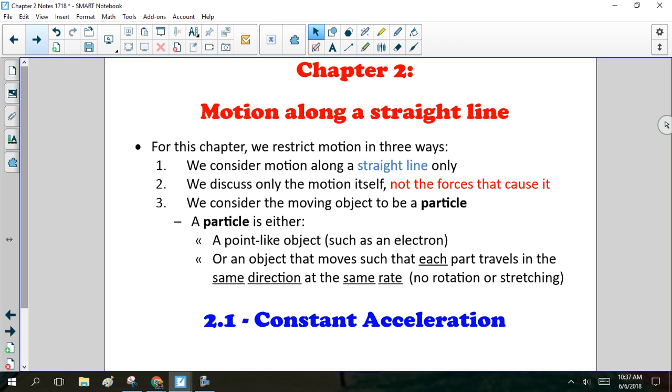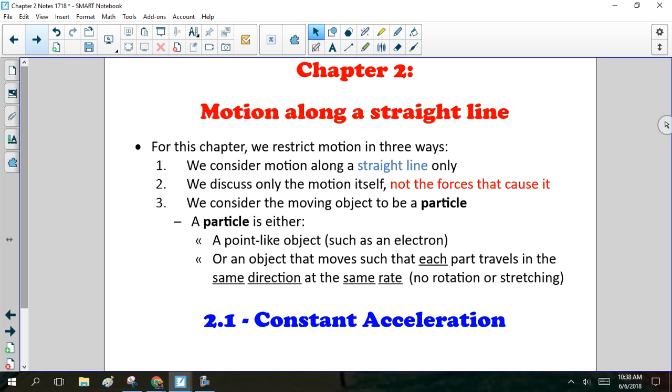We're going to consider the moving object to be a particle. All right, so when we talk about a particle, we're talking about either a point-like object, like an electron, or we'll be talking about an object that moves such that each part travels in the same direction at the same rate, so that there's no rotation, no stretching. So we're not going to be worried about rolling at this point, because that would include rotation. We're going to be talking about objects, either floating through space or maybe sliding across a surface so that the whole object is moving at the same speed.